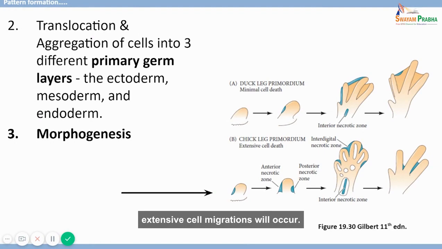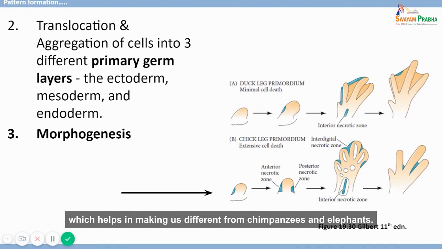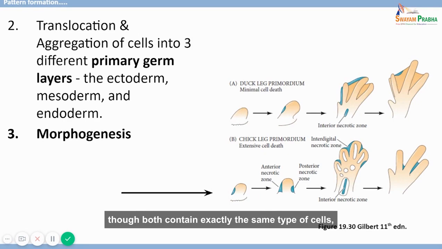So, it actually means pattern formation is the one which helps in making us different from chimpanzees and elephants. Or even it makes our legs look so different from our arms, though both contain exactly the same type of cells, the same muscles, cartilage, the same bone, skin, etc. Yet, it is the pattern in which they are arranged that is clearly different.